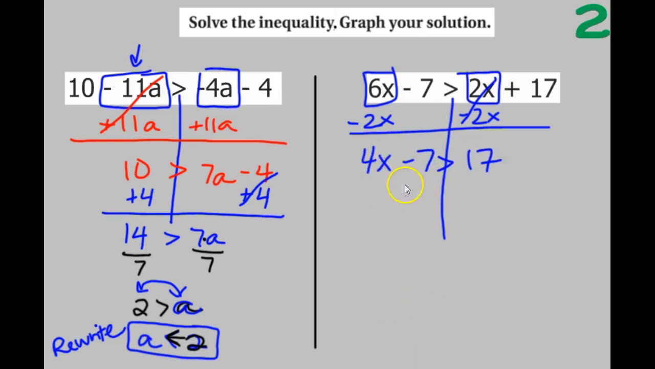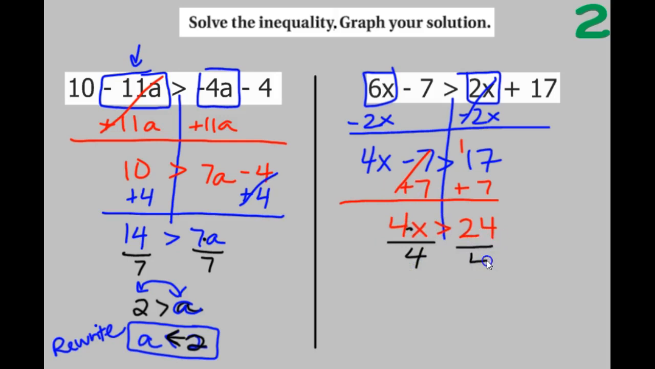We have all the x's together, so get rid of addition and subtraction first. Add 7. 7 plus 7 is 14, so we have a total of 24. And then the opposite of multiplying is divide by 4. And we get x is greater than, because it's not an L, it's greater than 24 divided by 4, which is 6.